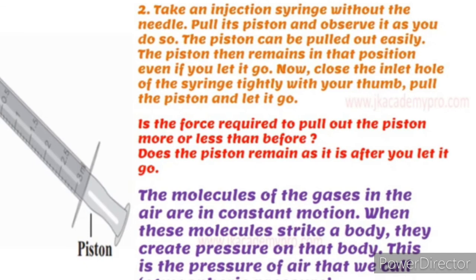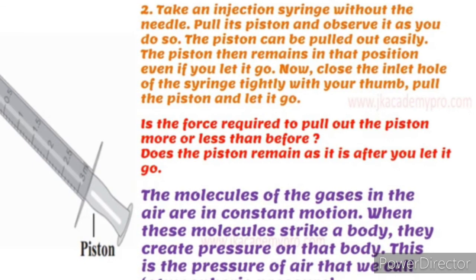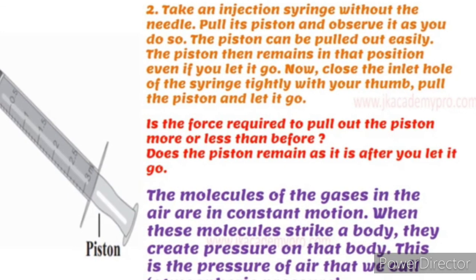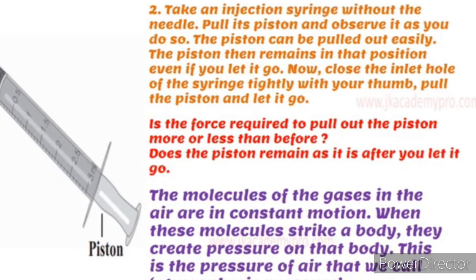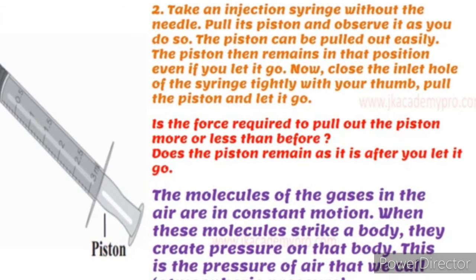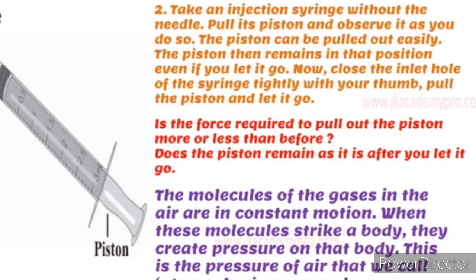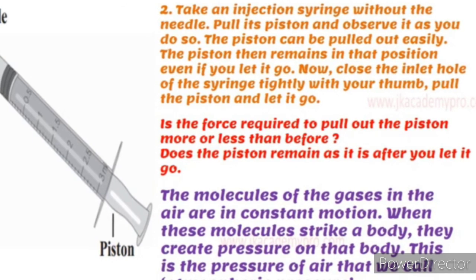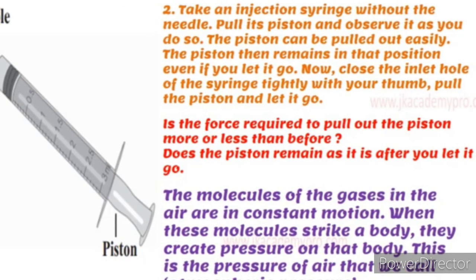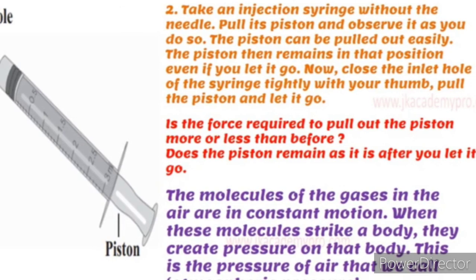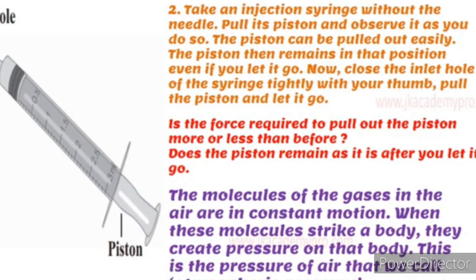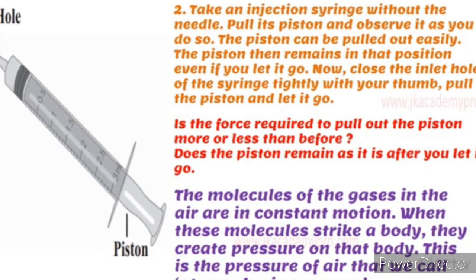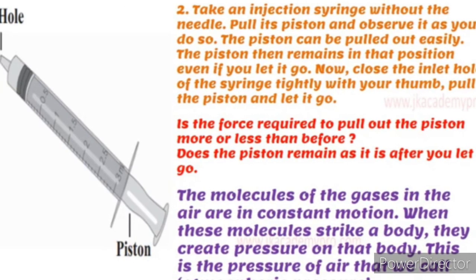Now see the next experiment we have to do. Take an injection syringe without a needle. Pull its piston and observe. The piston can be pulled out easily and then remains in that position even if you let it go. Now close the inlet hole of the syringe tightly with your thumb, pull the piston and let it go. Is the force required to pull the piston more or less than before? Does the piston remain as it is after you let it go?